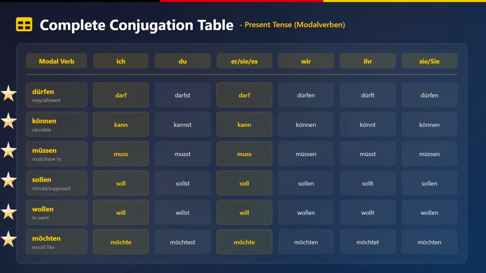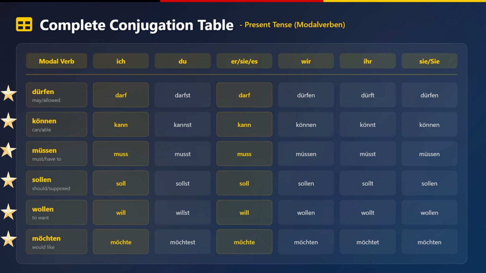Here is the complete conjugation table for all modal verbs in the present tense. This is your master reference. For dürfen, ich darf, du darfst, er/sie darf, wir dürfen, ihr dürft, sie dürfen. For können, ich kann, du kannst, er/sie kann, wir können, ihr könnt, sie können.